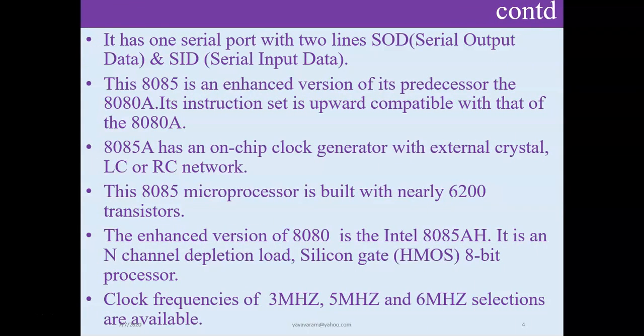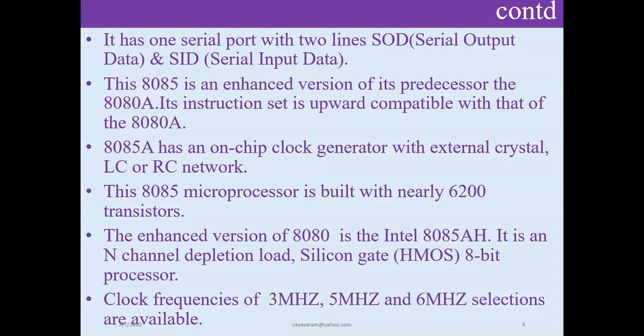So another important thing, the 8085 microprocessor has one serial port control, which has 2 lines, that is a serial output data and a serial input data. So these 2 lines will help the user to send the data serially either into the microprocessor or from the microprocessor, that is out and in.